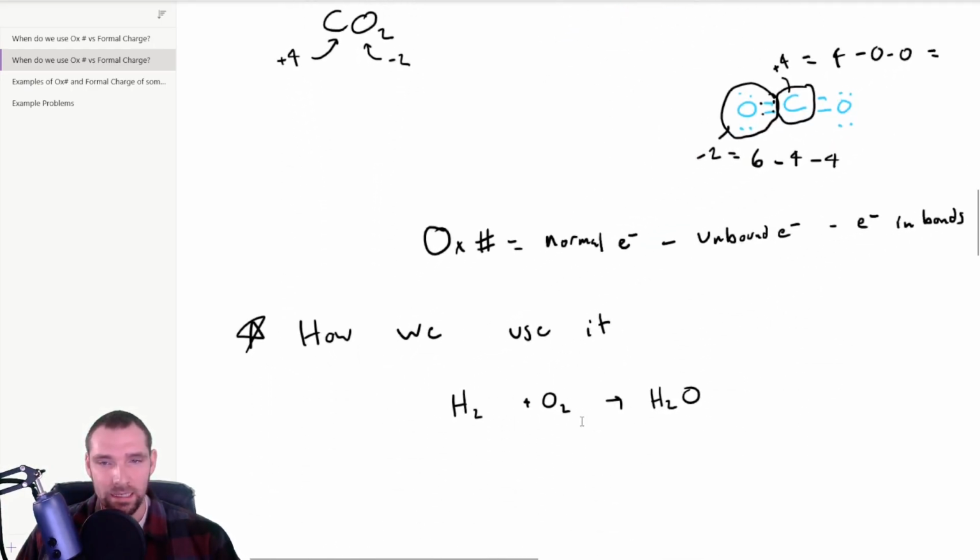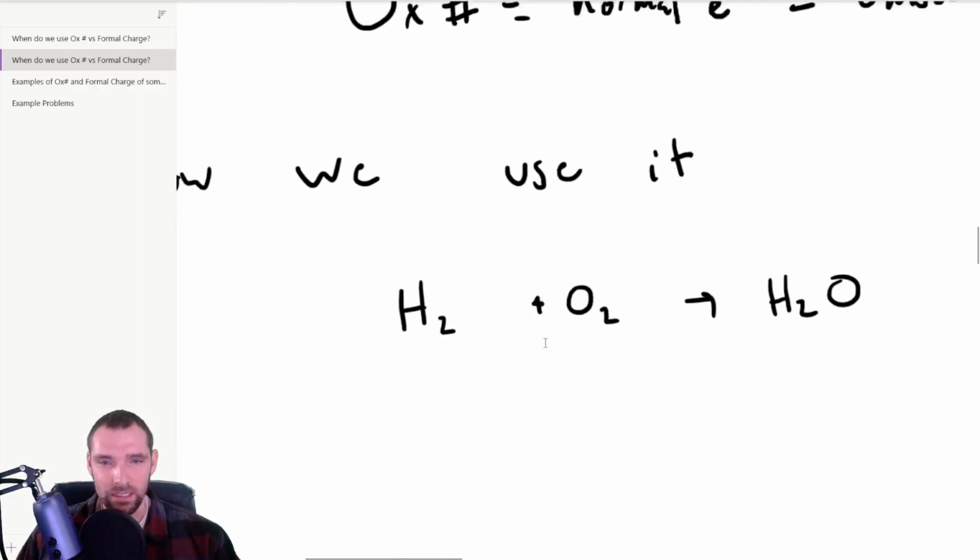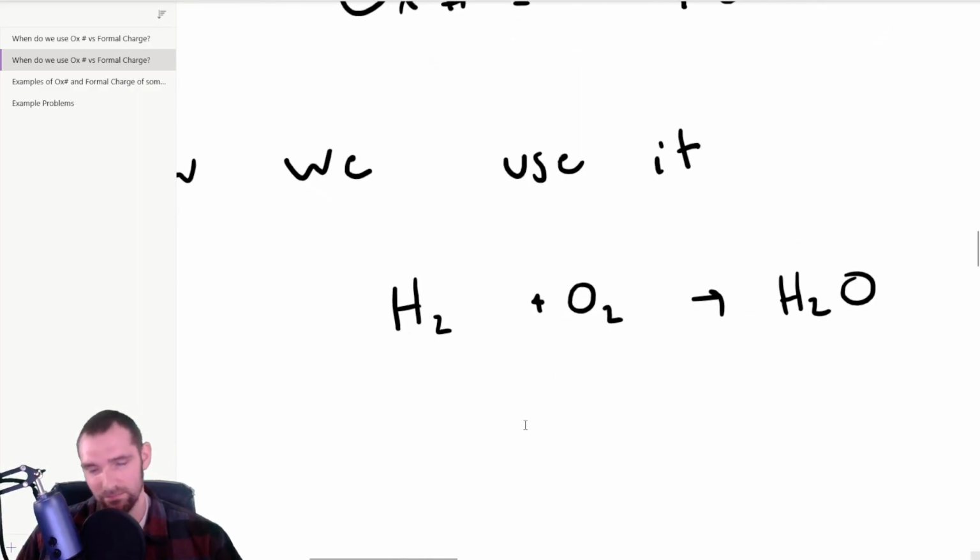So typically, how we're really using oxidization number is in redox reactions. And so we can say like this has a 0, this has a 0, this has -2, this has +1.